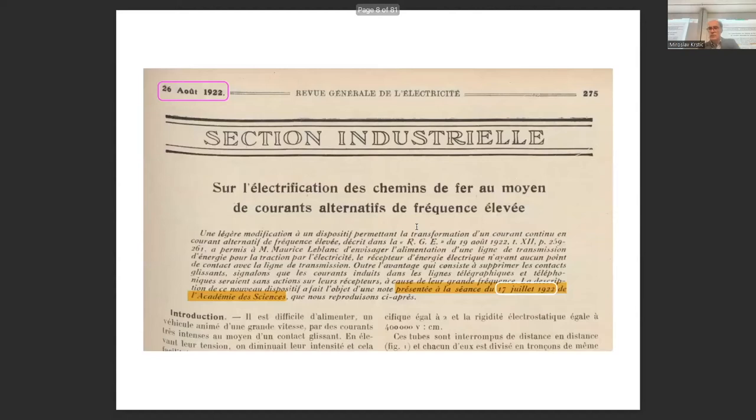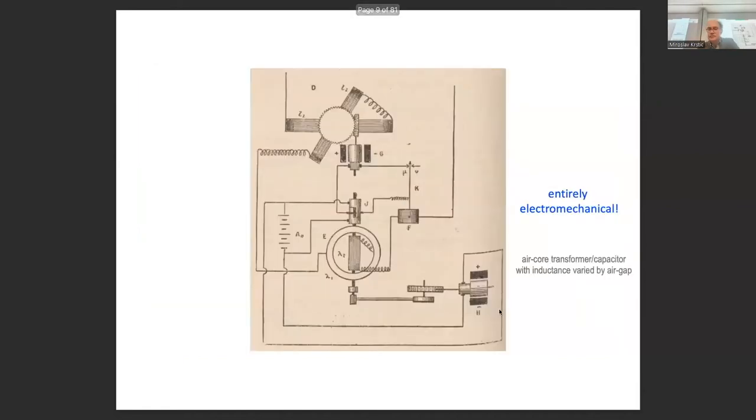How about the invention? Was it invented in that way? And when? And by whom? So first, the when. This invention was reported in an August issue of this journal after a presentation of this invention to the French Academy of Sciences about a month and a half earlier in July 1922. What did this algorithm look like? Well, this is what was actually invented.